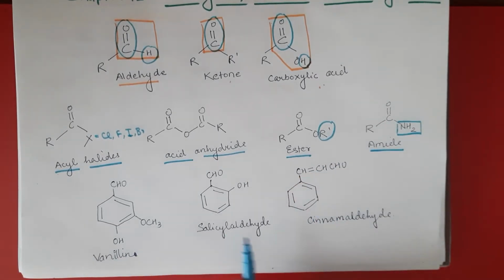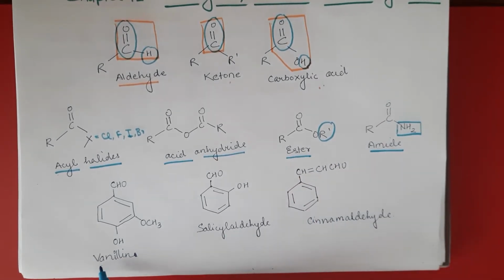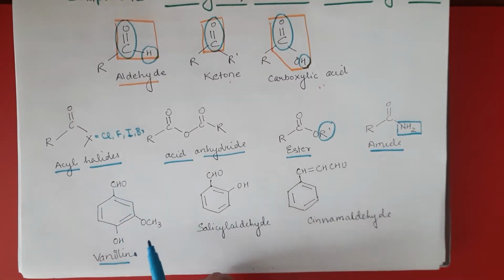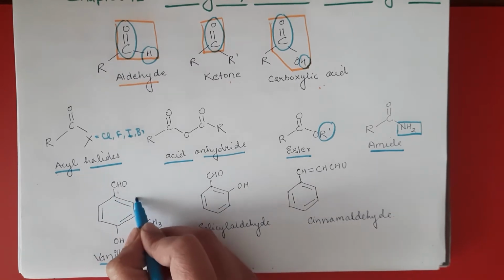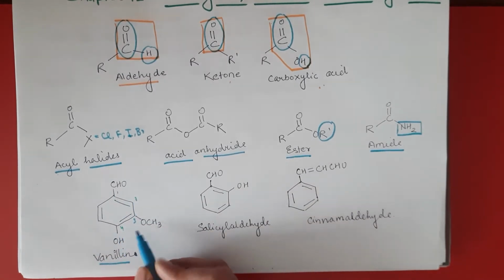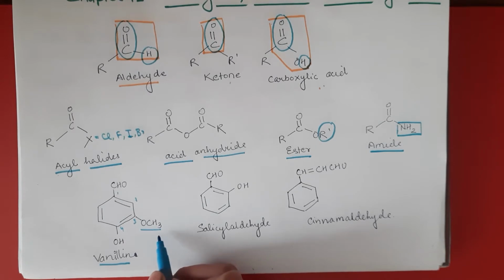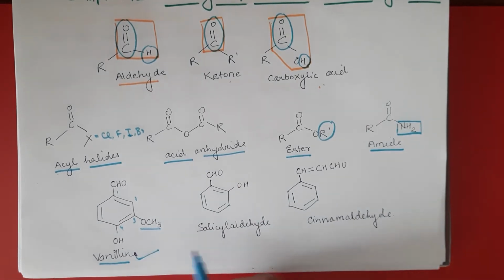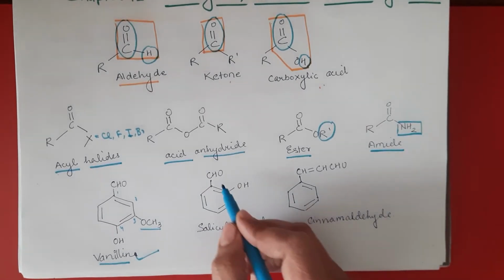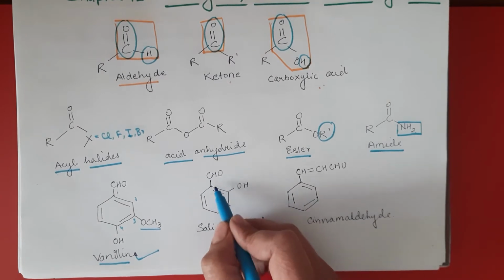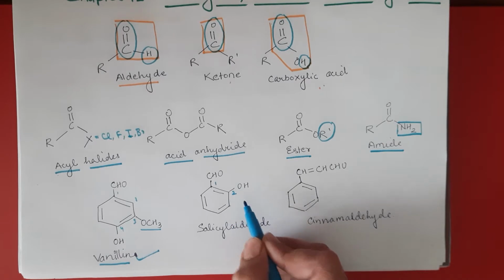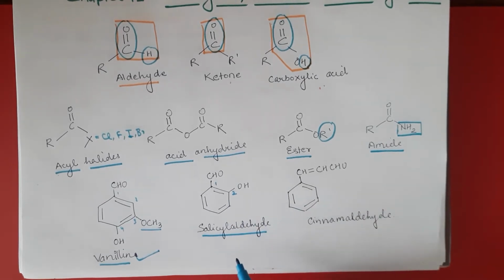Here some of the aromatic examples are given. Vanillin, in which you can see the functional group CHO is present, and numbering 1, 2, 3, 4, on the third position an OCH3 methoxy group is present, and on the fourth a hydroxy group is present. So the compound is known as vanillin. Salicylaldehyde, again the CHO group is present, and by numbering, at the second position a hydroxy group is present, so it becomes salicylaldehyde.